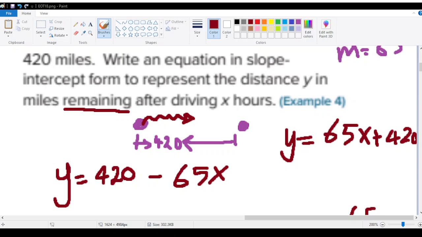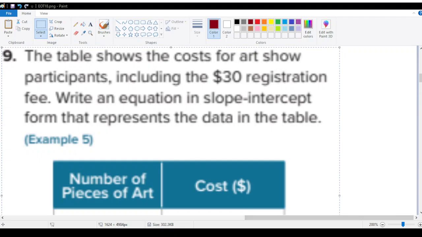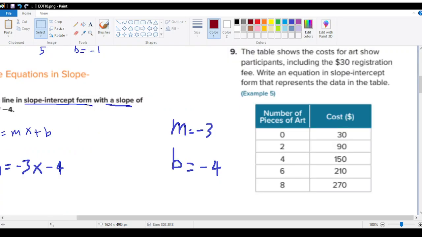Can you do this example? I think it's easy for you. It's question number 9. Shamsa, you can find the answer for this question in another way. I think you used 2 points. The first point is 0 and 30, and the second point is 2 and 90. That's what you have done, Shamsa, right?